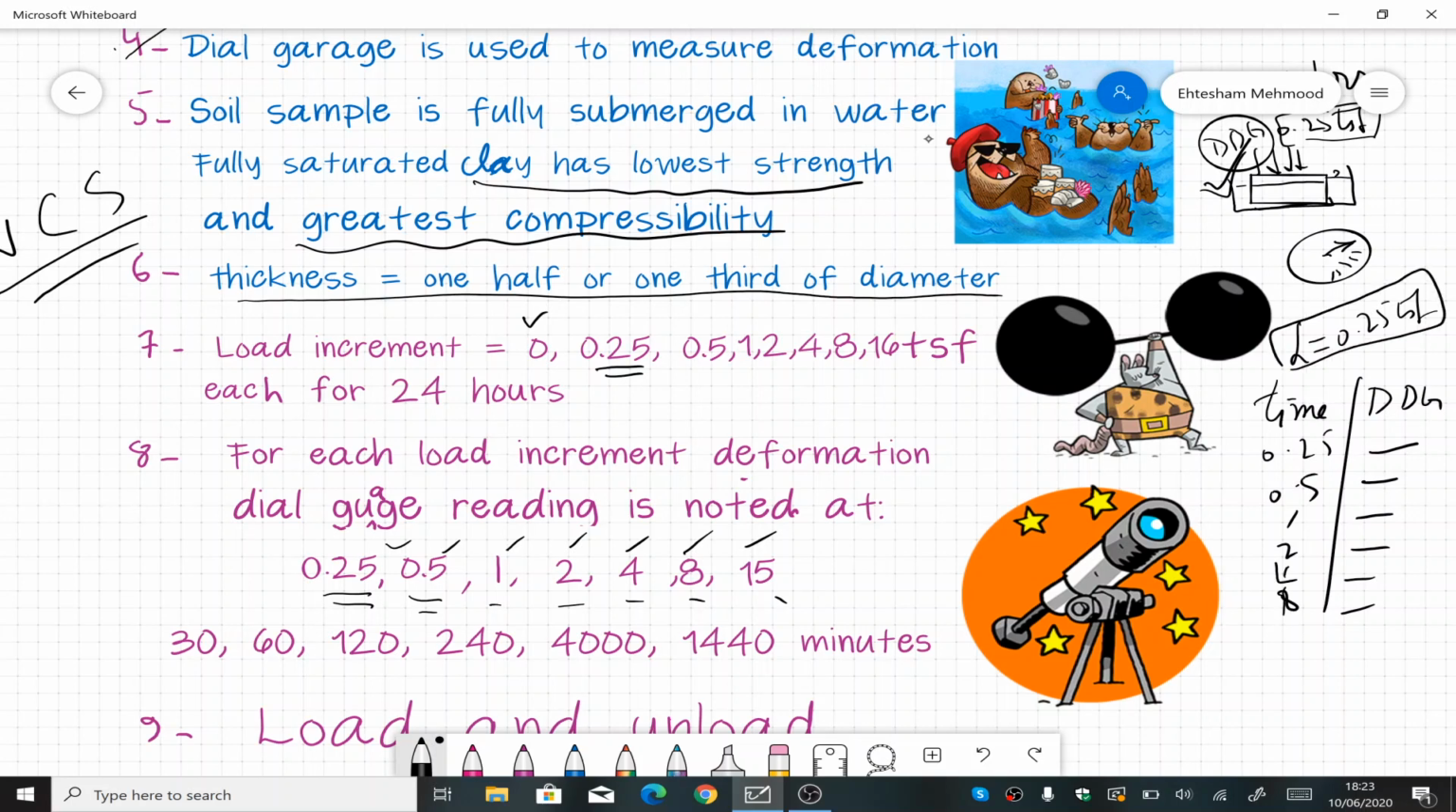Now, once you are done, generally this load has to stay for 24 hours, but if we want to stop the test before 24 hours, we need to have a look at the deformation dial gauge reading. If the readings become constant for 3 to 4 values over a certain time, that means the sample has deformed under this particular load. So once the readings become constant, then you can place the next load increment, that is 0.5 TSF.